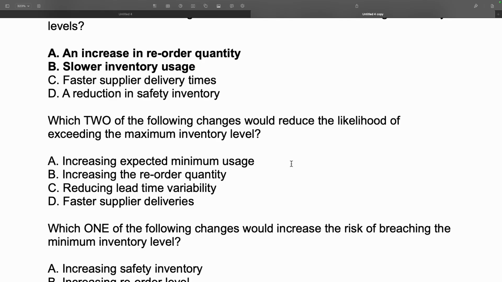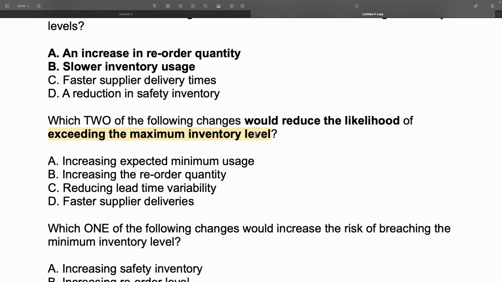Now, which two of the following changes would reduce the likelihood of exceeding maximum inventory level? Keyword, would reduce the likelihood, that means the chance of exceeding maximum inventory level. Again, you have to remember the formula. It's increasing expected minimum usage or reducing your lead time variability, how much it varies or differs. These two would reduce the likelihood of exceeding maximum inventory level.